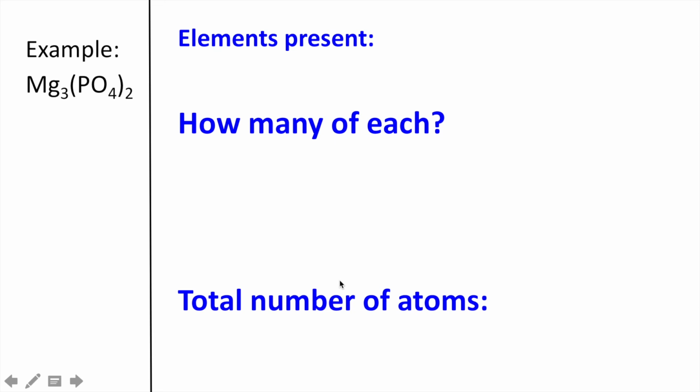Here is another example for you to try. It's Mg3(PO4)2, and that is all surrounded by a 2. Go ahead and pause the video and start it back up when you're ready.